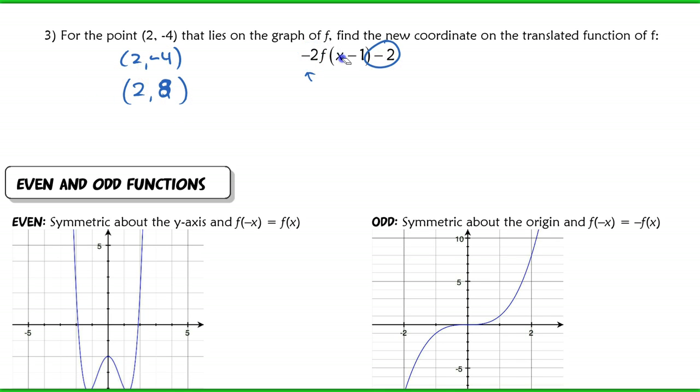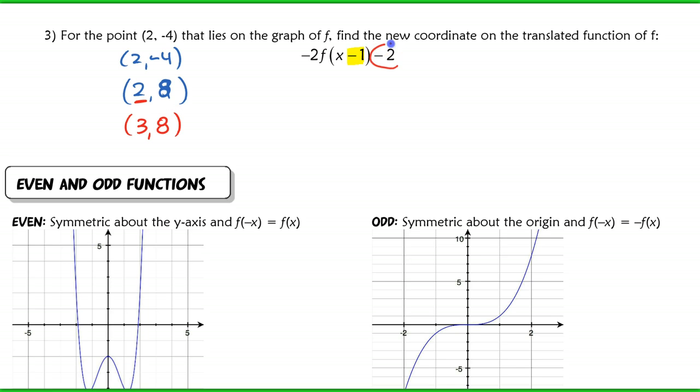Now let's do our second transformation. Let's do this guy. We're going to move the x-coordinate 1 unit to the right, which means we're now going to add 1 to the x-coordinate to get the point 3, 8. Okay, so far so good, hopefully.